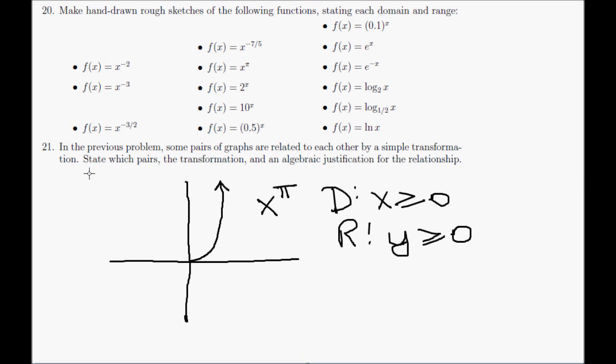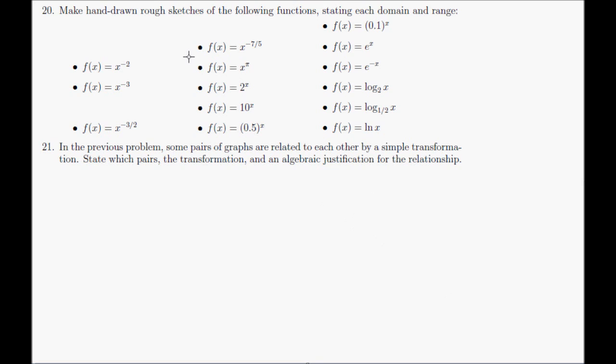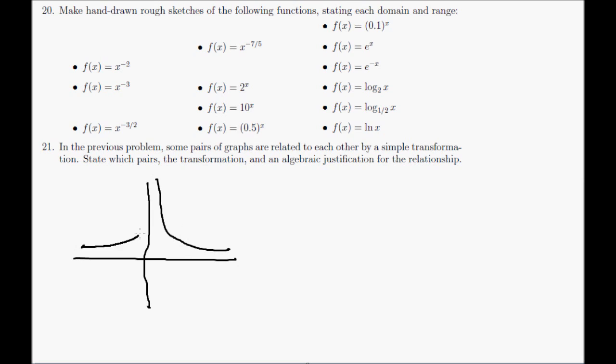Okay, let's now take a look at some negative exponents. First off, x to the -2. The graph of x to the -2 is going to go like this, because it's 1 over x squared.